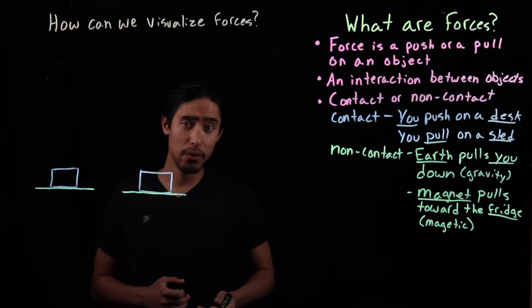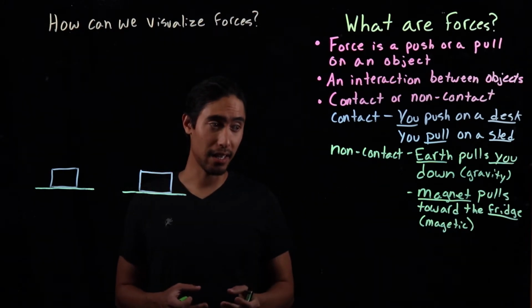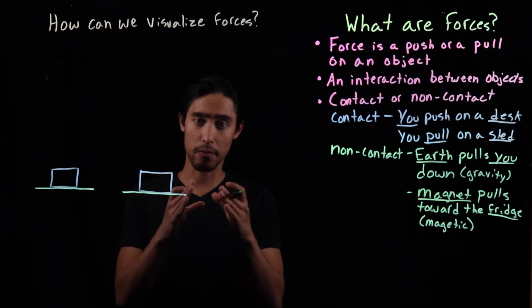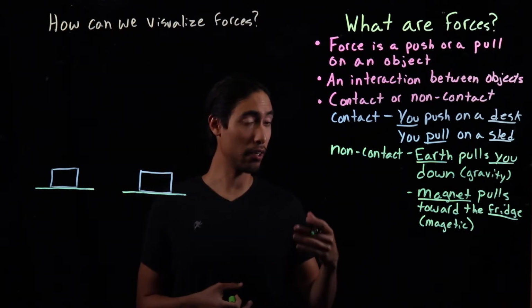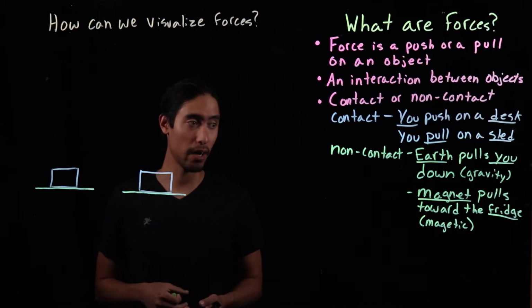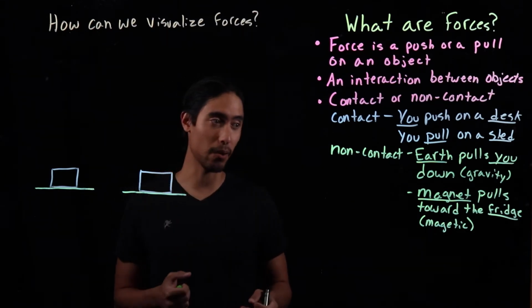And let's say you got two magnets, and maybe you've played with magnets before, and you push them together, and you feel that force of repulsion. So it could be a push as well, depending on how those magnets are oriented.